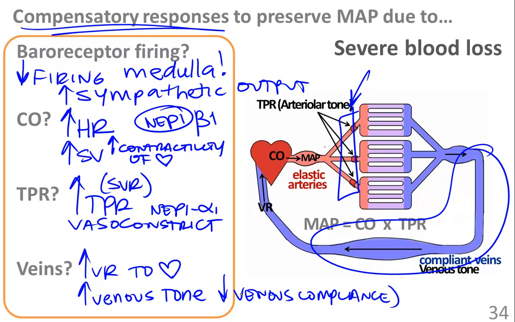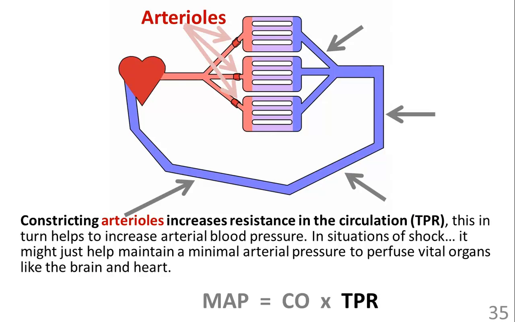Basically have the veins hold less blood, and so that blood then is shifted back to the heart and the arterial side. Again, this is also done through norepinephrine, alpha-1 adrenergic signaling of the smooth muscle cells of our veins. Right, so again, big picture, remember, arterioles affect total peripheral resistance or systemic vascular resistance.